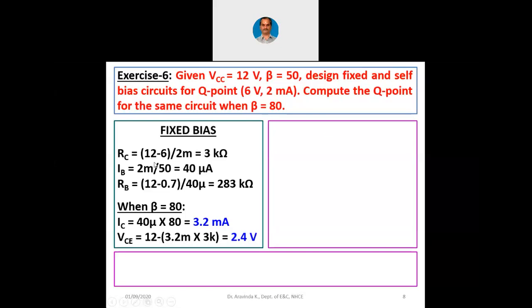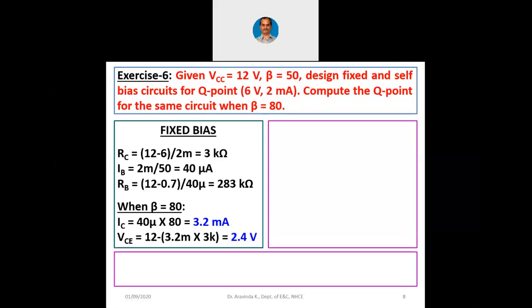Now look at this. When beta was 50, Qpoint was 6 volts and 2 milliampere. When beta became 80 with the same resistor values, the Qpoint became 2.4 volts and 3.2 milliampere. Just look at the drastic difference here. 6 volts became 2.4 volts and 2 milliampere became 3.2 milliampere when beta changed.